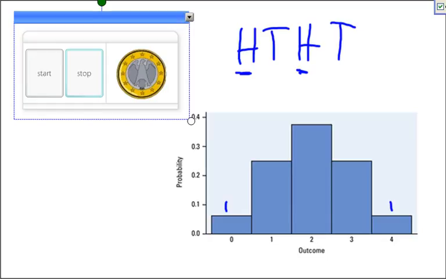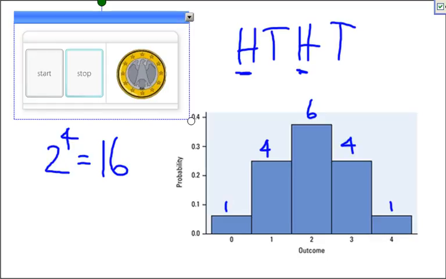There are four ways that I can get either 1 head or 3 heads, and there are 6 ways that I can get 2 heads. We should remember this from earlier, because there are 2 outcomes, and I'm repeating the random event 4 times. There are 2 to the 4th, or 16, possible outcomes. You see them displayed there.